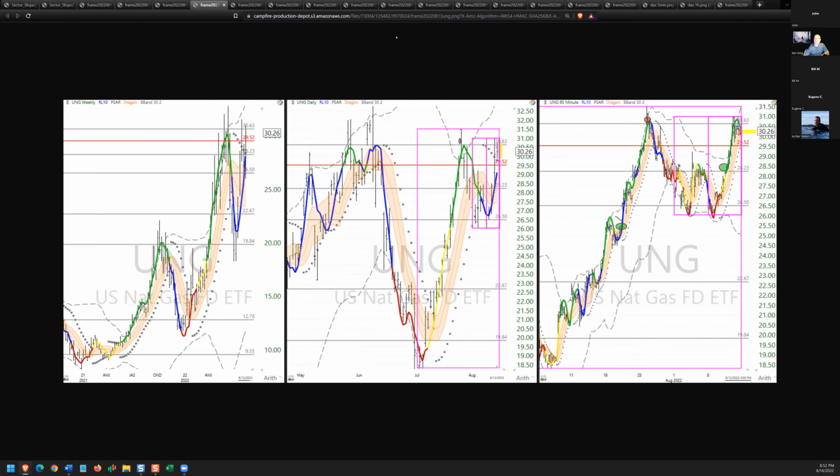Natural gas. Boy, that's as nice as can be. He played on this one. He played the gap up and then started to fail, so he just cashed it. Well done.